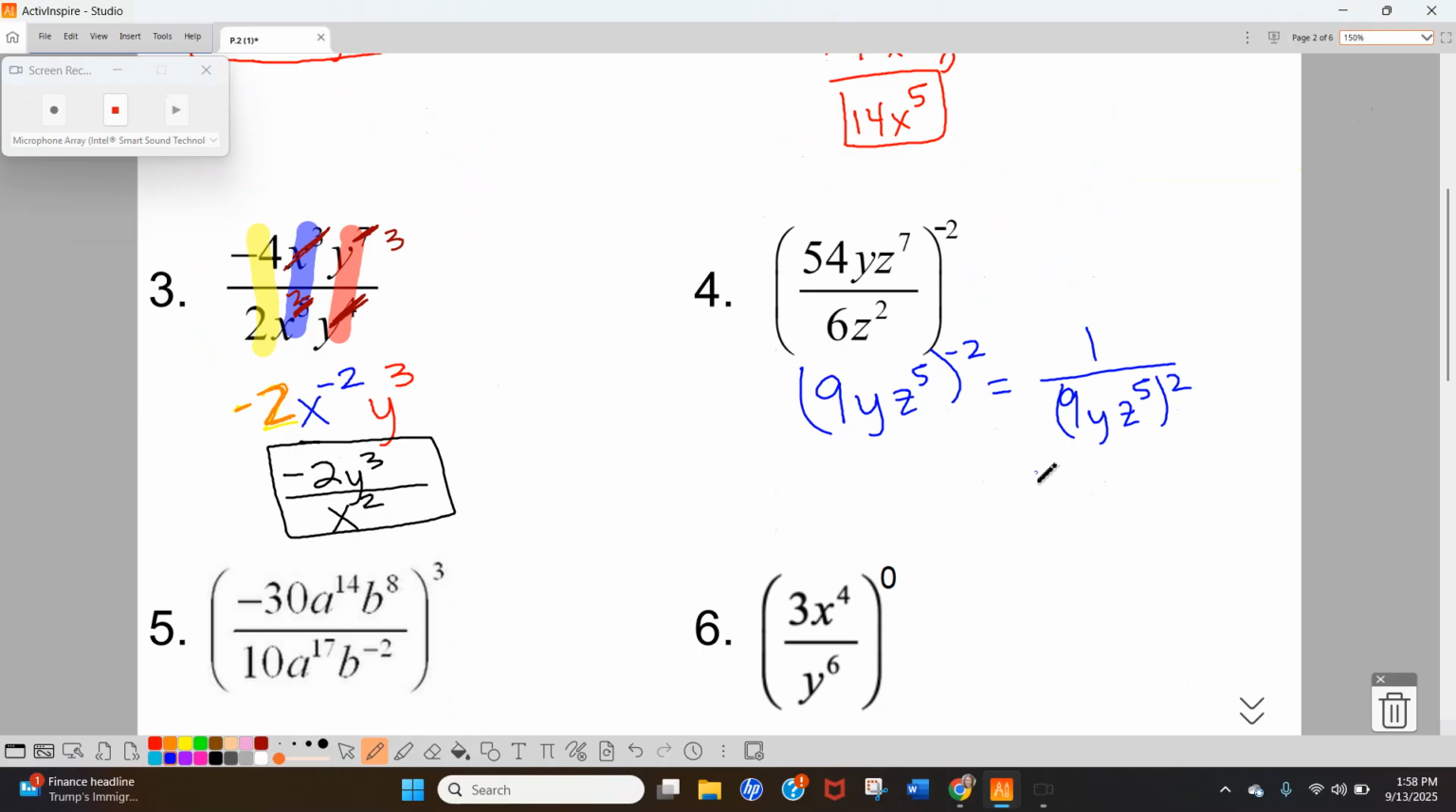So then we just square all of those things on the bottom. So 9 squared is 81. This becomes y squared, and 5 times 2 gives me z to the 10th.